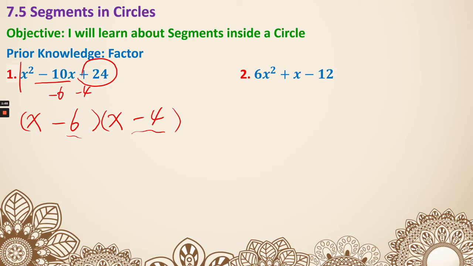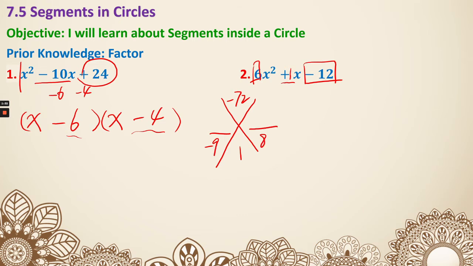Next, number 2. For this one, I'm going to use the cross method. Hopefully you still remember how to do that. On the top, we put A times C, remembering to carry the sign. So it's 6 times negative 12, that's negative 72. On the bottom is the middle number, which is a 1, since there's no number there. We're trying to find two numbers that multiply to get negative 72 and add up to 1. The two numbers will be negative 9 and 8. Don't forget to write your fraction line.